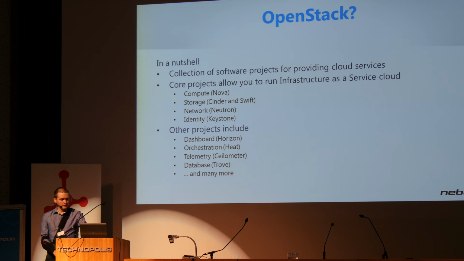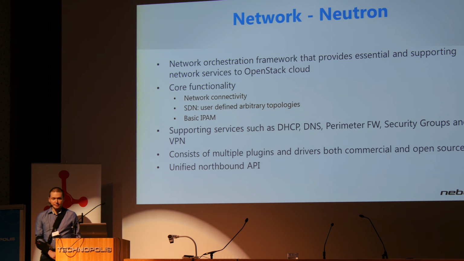So OpenStack Neutron. What is Neutron? It's a network orchestration framework for providing connectivity to an OpenStack cloud. In addition to basic connectivity, it also allows users to define custom topologies, and it also handles the addressing inside the OpenStack cloud, so IP addresses, MAC addresses, and so on. Then there are a bunch of supporting services such as DHCP, DNS, firewalls, site-to-site VPNs, and so on. These are implemented with multiple plugins, and those plugins can have different drivers and services, and those can be either commercial or open source. So there are really many ways to deploy Neutron, but in any case, Neutron exposes a unified northbound API, so whatever plugins you use, you get the same API for interaction with Neutron.